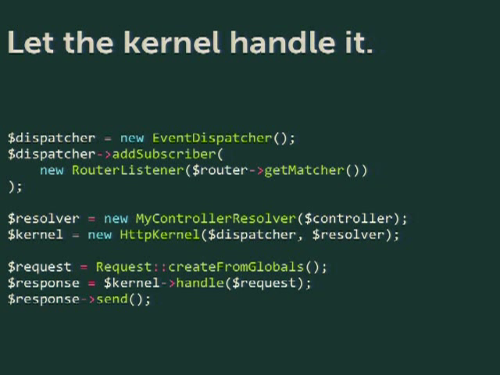This is the single setup that you need to use the kernel. It's quite simple. You create an event dispatcher and add a router listener. The router listener, the controller resolver, and so on, are part of the HTTP kernel package. And you create a new kernel with the dispatcher and the controller resolver, and then you have code that is similar to our original front controller code. We create a request, and this time we just let the kernel handle it, because the kernel will be able to figure out on its own which route to match, which controller to call, which response to generate. And it will do so using this controller resolver.